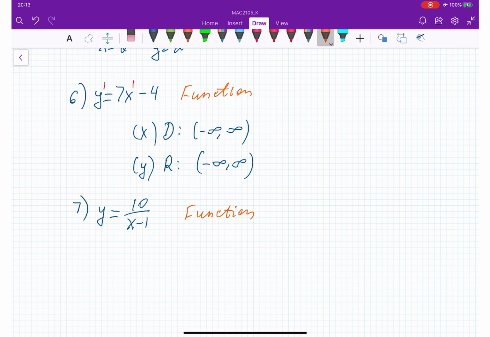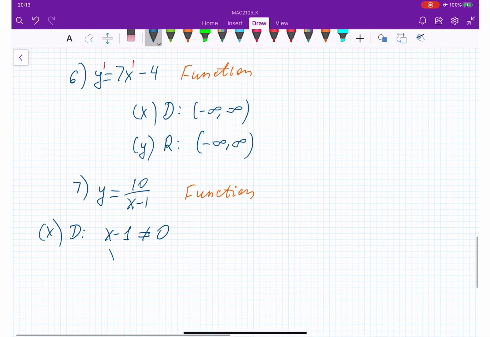Well, let's see. For our domain, x minus 1 cannot be equal to 0, right? The entire denominator. From here, which means x cannot be equal to 1. Why? Because when x is equal to 1, the denominator becomes 0 and we divide by 0, which we cannot afford. So from here, domain is going to be from negative infinity to 1 and from 1 to positive infinity. But that's all.